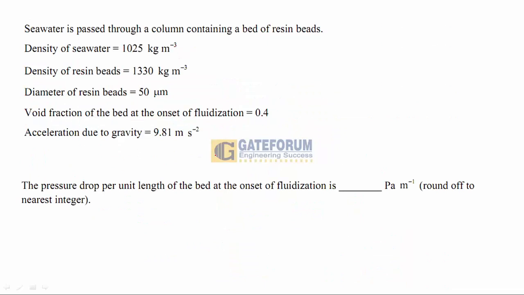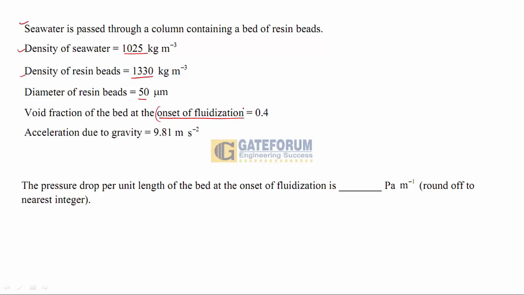Okay, so the next question is: seawater is passed through a column containing a bed of resin beads. The density of seawater is given to us, then the density of resin beads is also given to us, the diameter of the resin beads is given, then the void fraction of the bed at the onset of fluidization.